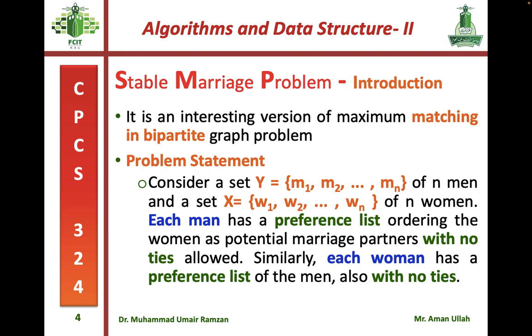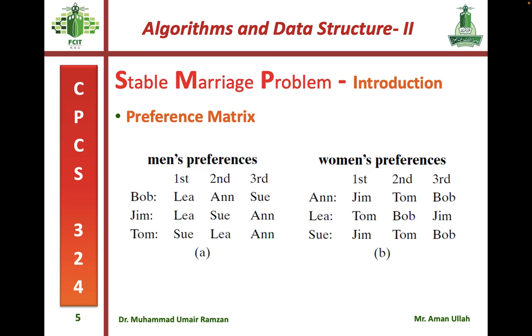Every man has a list of ladies they would like to marry in the order they prefer, with no ties permitted. That means only one man can marry only one woman, and only one woman can marry only one man. Each woman, likewise, has a list of guys they prefer, again without ties. These figures provide examples of these two sets of lists. This is the man's preference, and this is the woman's preference.